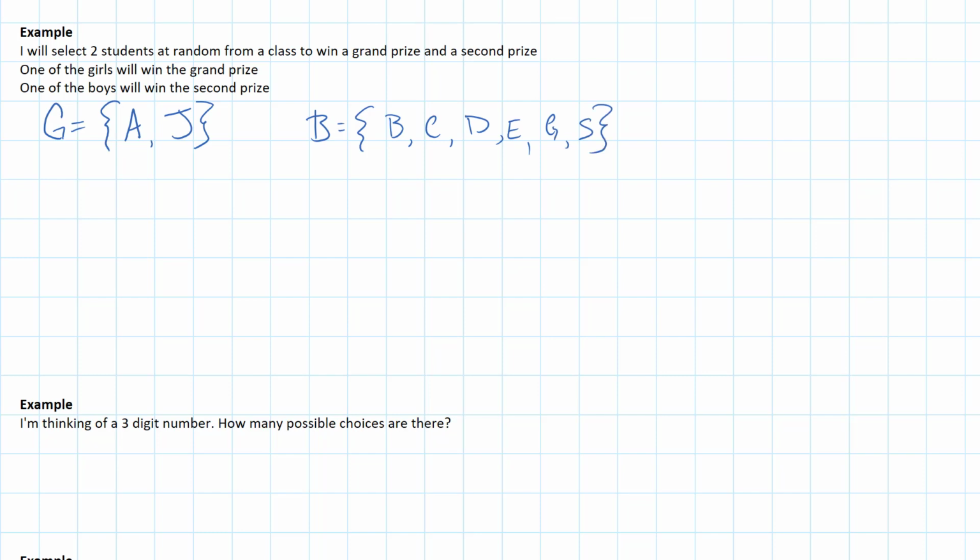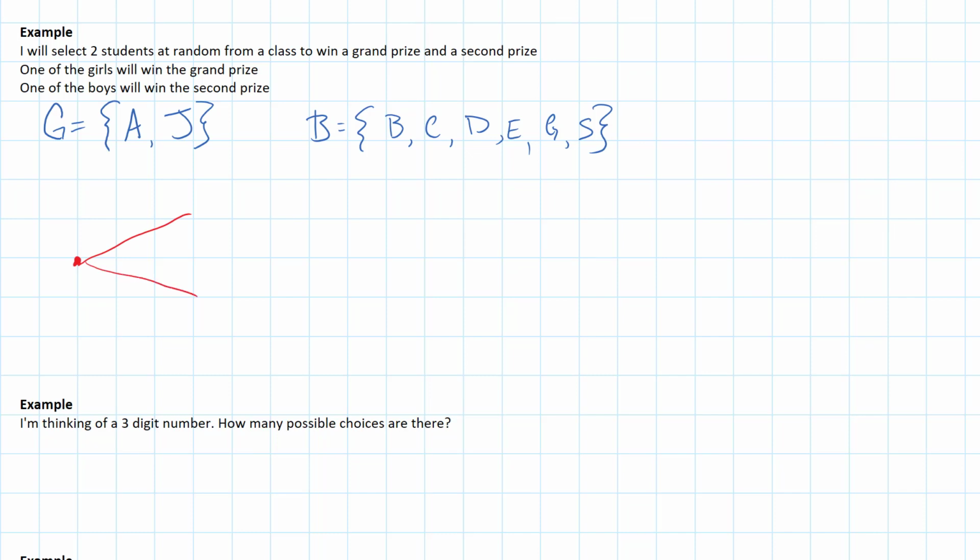Now, those are the two sets. I've got girls, I've got boys. I've got 1, 2, 3, 4, 5, 6, 7, 8 kids in this class. So I'm going to represent this in a different way so we can see why the fundamental counting principle works as it does.